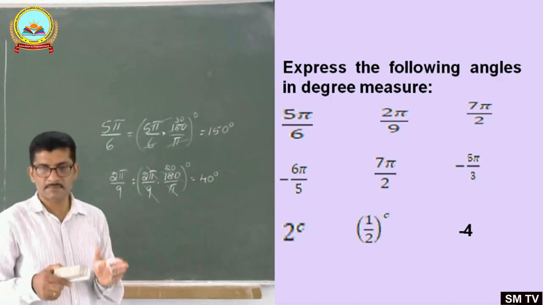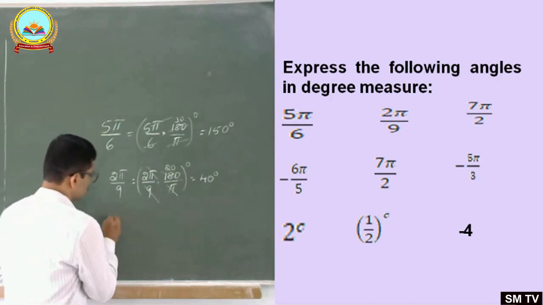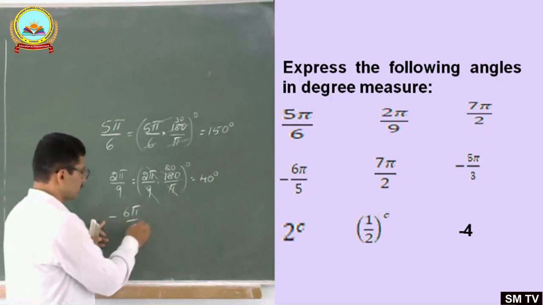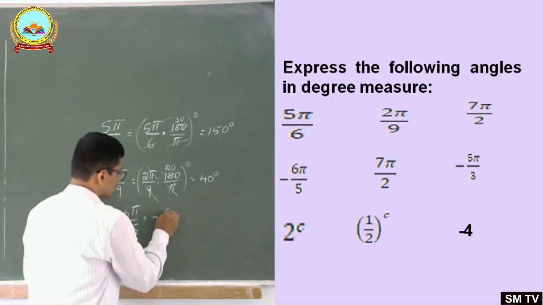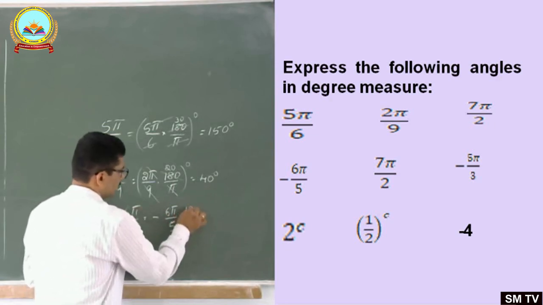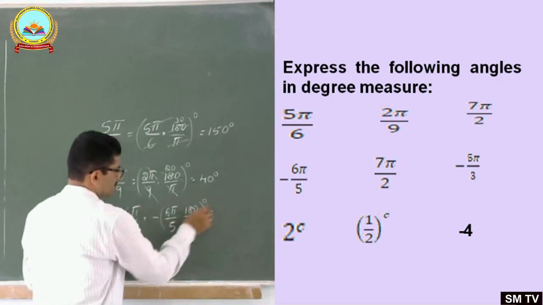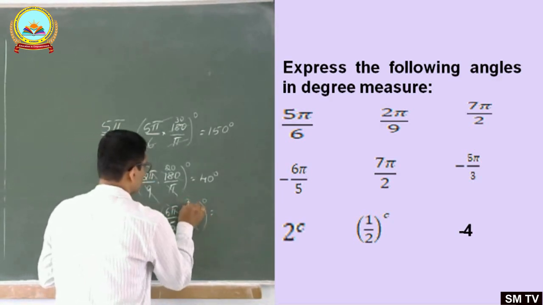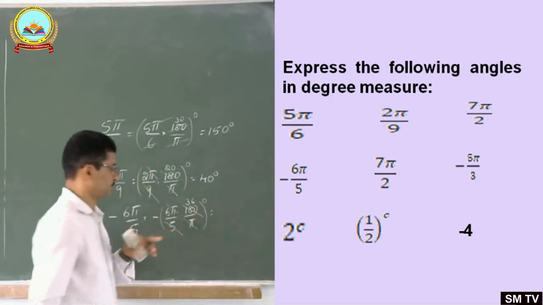Similarly, you can convert 7 pi by 2 and minus 6 pi by 5 radians. Suppose minus 6 pi by 5 radian is converted into degree. Here taking minus as it is, minus indicates clockwise direction. 6 pi divided by 5, we are multiplying the conversion factor 180 divided by pi degree. Yes, here also this pi cancels. 5 into 36. It is clear.